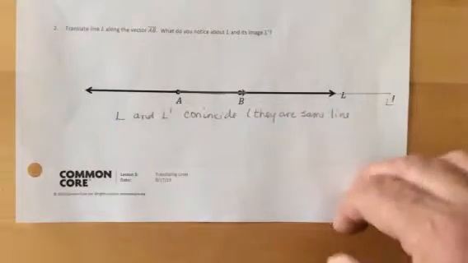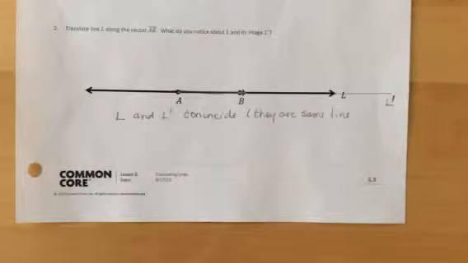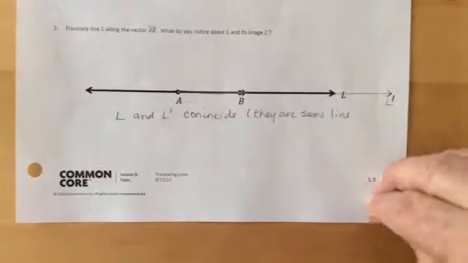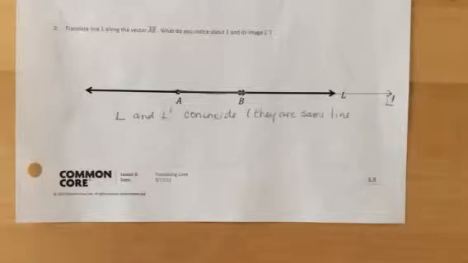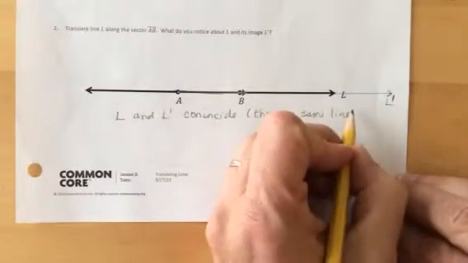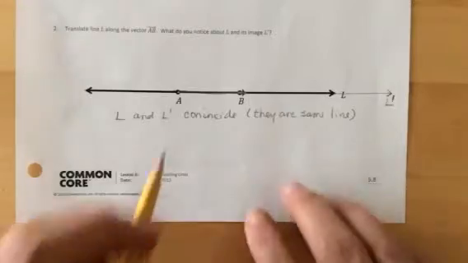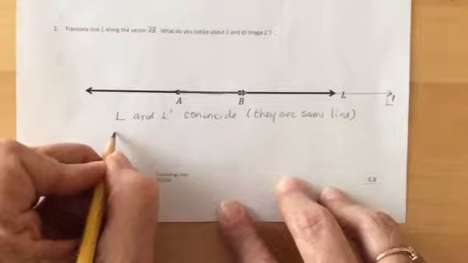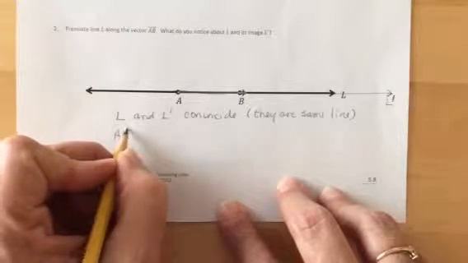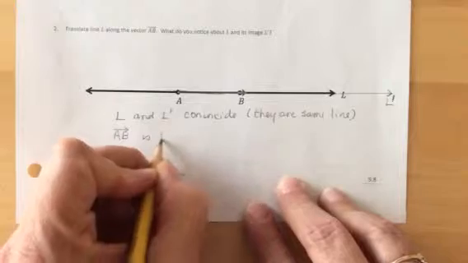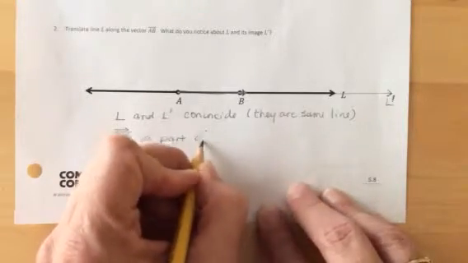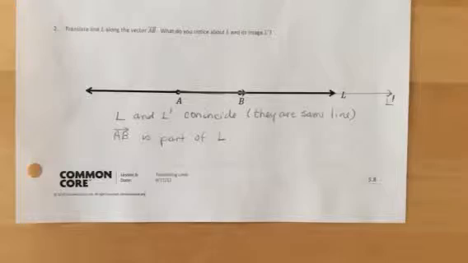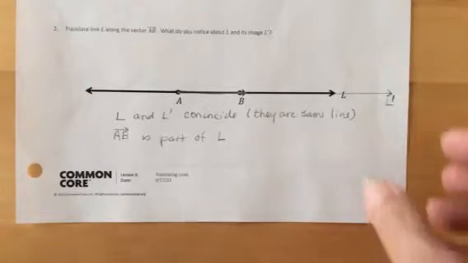Because even though I moved it over, they contain exactly the same set of points, which is what a line is. A line is just a set of points, and they're the exact same set of points, even though it's translated. Okay, so this is the case where the vector AB is part of L. So the vector is lying on L.